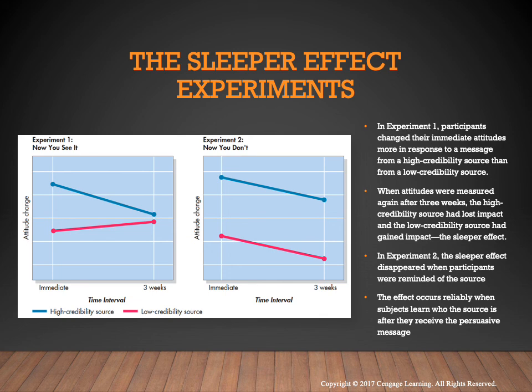In experiment 2, which is shown by the line graph on the right-hand side, the sleeper effect disappeared when the participants were reminded of the source. This effect occurs reliably when subjects learn about the source after they receive a persuasive message.